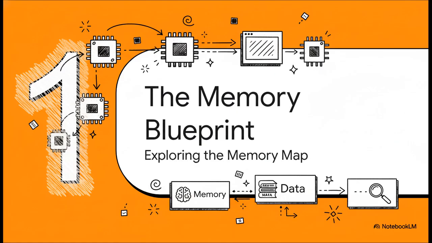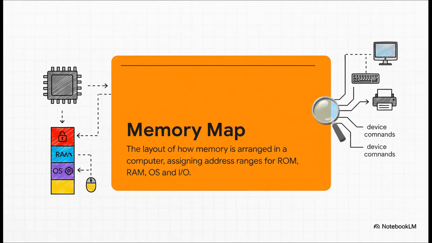So in this first part, we're going to explore what's called the memory blueprint. A memory map is basically the official layout for the entire computer system. Think of it as the ultimate set of zoning laws. It assigns an address for absolutely everything, from the core instructions of a program to the space where it does its work, and even the commands for your keyboard and mouse. It's how the processor finds exactly what it needs, instantly.